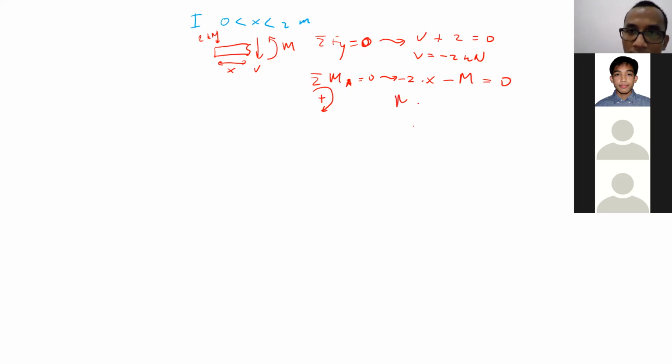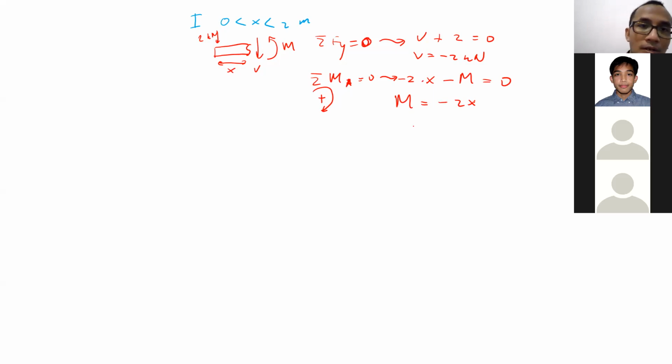So the value of the moment there is supposed to be what? 2x. Don't forget the sign. Minus 2x, right, Safran? Okay, the moment is minus 2x.